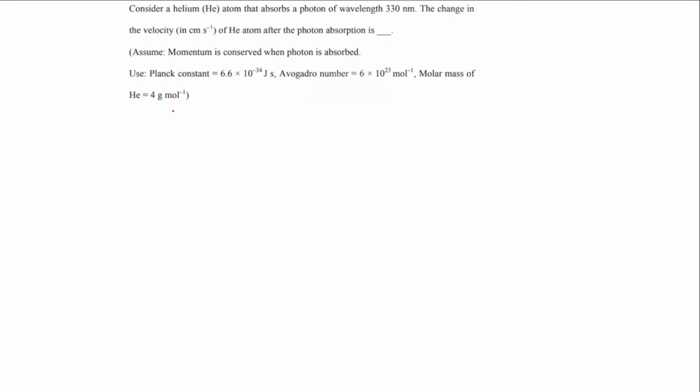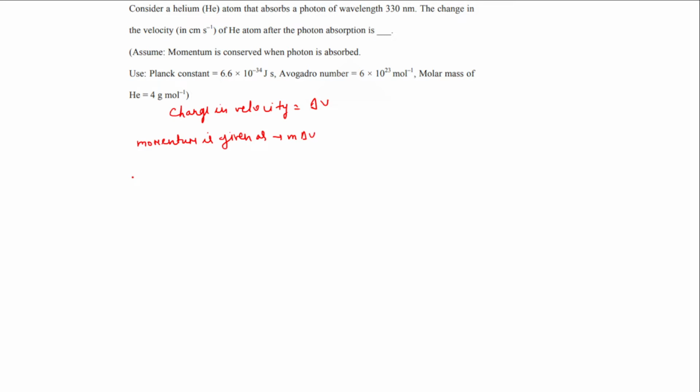So first we will write what is the change in velocity. Change in velocity we have to calculate. Assume it is delta v. Now our question says that momentum is conserved. So by this we mean that momentum, which is given as m delta v, is conserved.